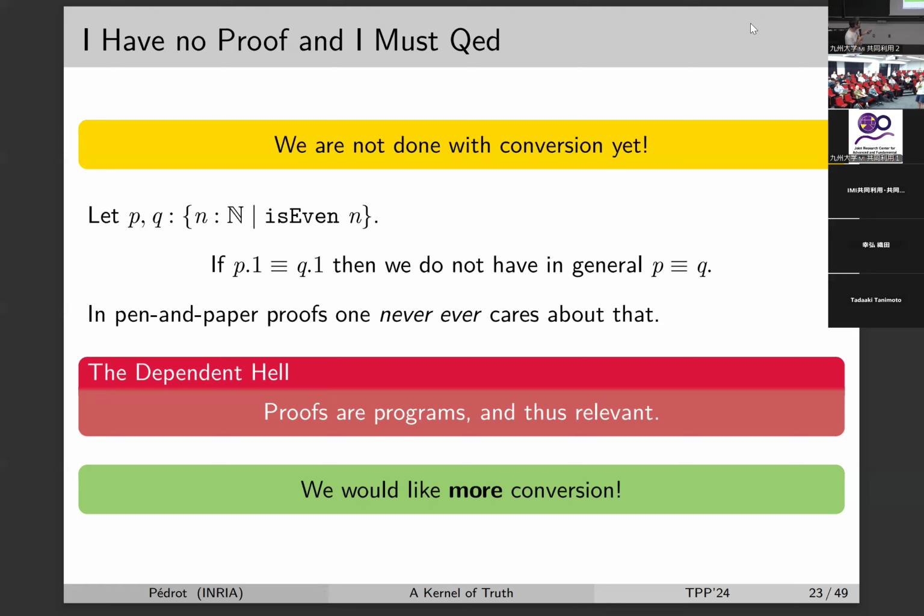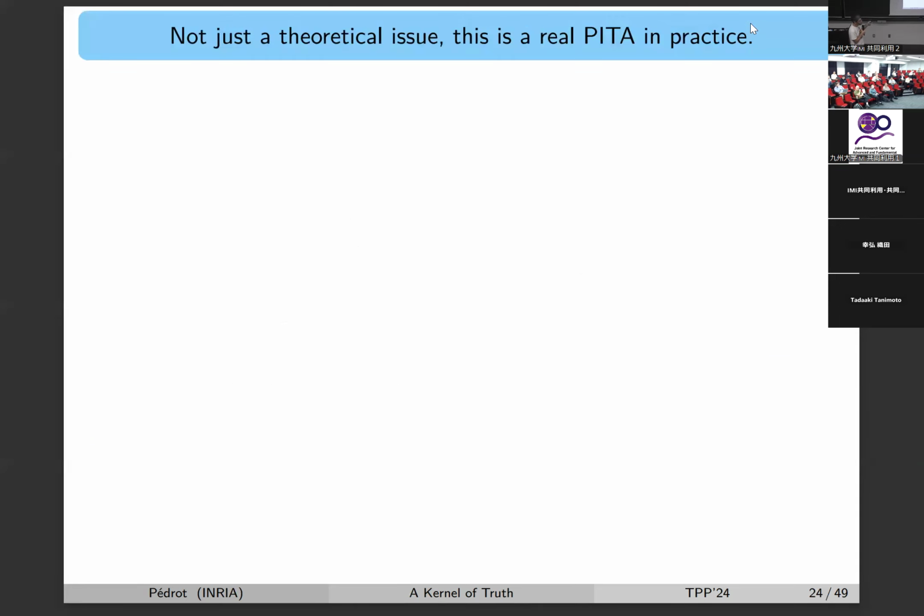I would like to attract your attention that when you do that on paper, literally nobody ever cared about that. When you have two different proofs that something is even, then you don't even care. There is not even a way to phrase it. But in dependent type theory, you cannot escape from that. So this is very annoying. We would like more conversion, and it's not just something theoretical. I'm not just saying it because I'm a type theoretician and I like to have nice systems where I can reason easily, blah blah blah.